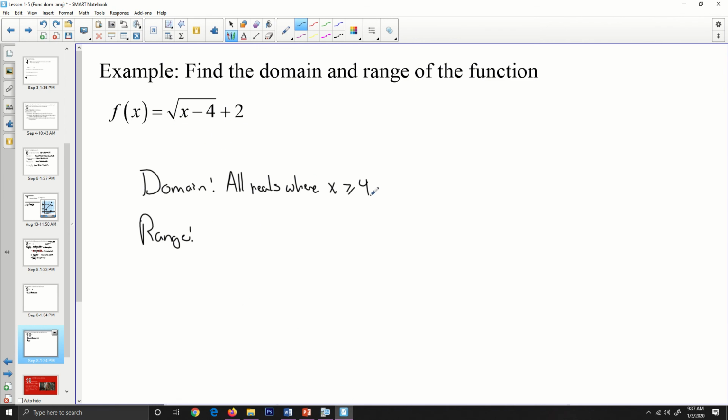And so can we verify that looking at this thing? Well, when x is equal to 4, that's the smallest x value I can plug in. I get 4 minus 4 is 0. The square root of 0 is 0 plus 2. And since I can't make this expression negative, the smallest value that I can get out is 2. So my range is all reals where y is greater than or equal to 2.